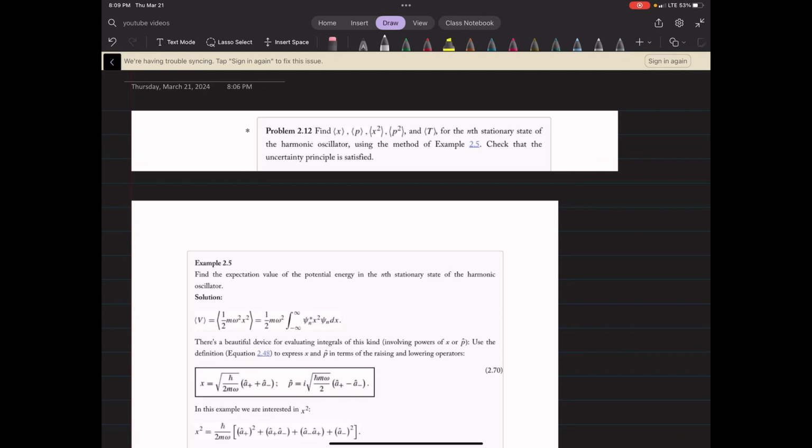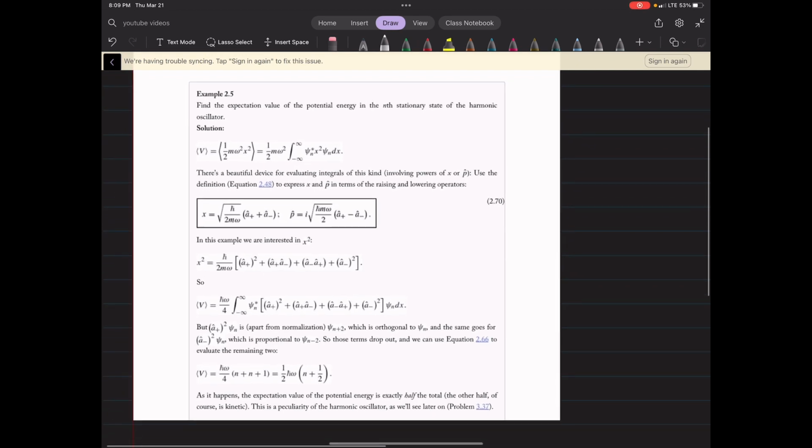Okay, this is problem 2.12 out of Griffiths' quantum mechanics textbook, and it asks us to find the expectation value for x, p, x squared, p squared, and t for the nth stationary state of the harmonic oscillator using example 2.5, which I have here.